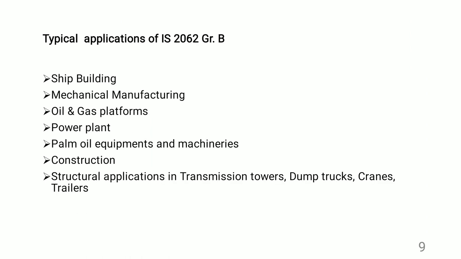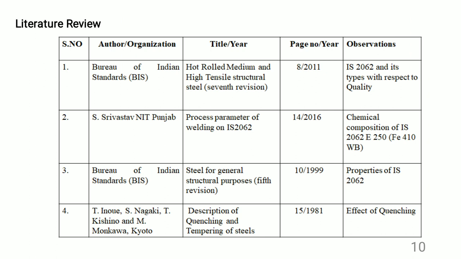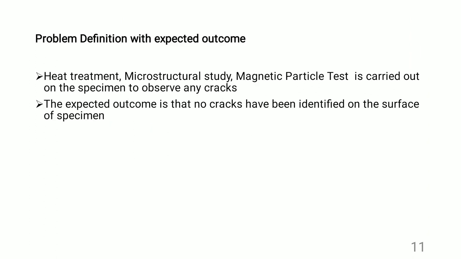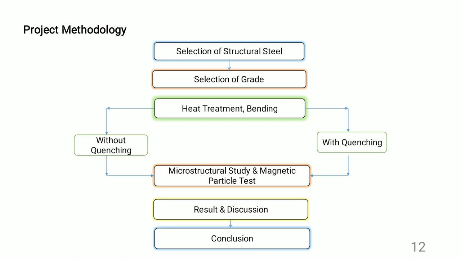Here are some typical applications of IS2062, particularly grade B, which is used in shipbuilding, mechanical manufacturing, power plant systems, construction. Here we have taken some literature reviews of some of the authors. Heat treatment and microstructural study, magnetic particle test is carried out, and here is the methodology we have followed, with quenching and without quenching. Selection of structural steel and selection of grade, heat treatment, bending, all those processes we have carried out.